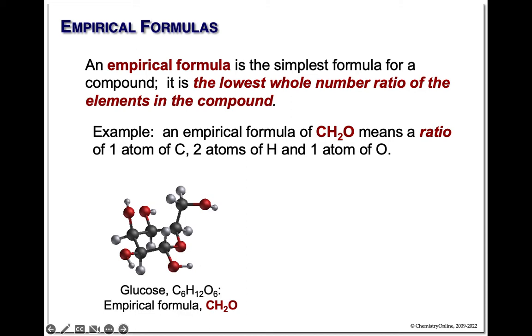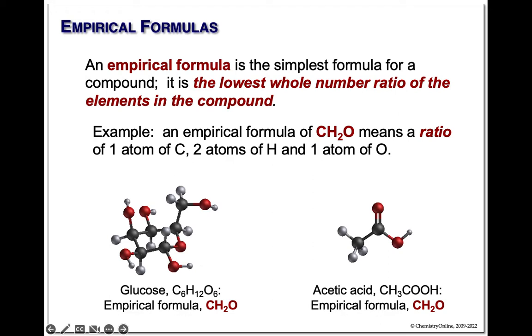The problem with an empirical formula is that it doesn't tell you what the molecule looks like. For example, this is acetic acid. It is the acidic component of vinegar. It has 2 carbons, 2 oxygens, 4 hydrogens. Lowest whole number ratio, CH2O.